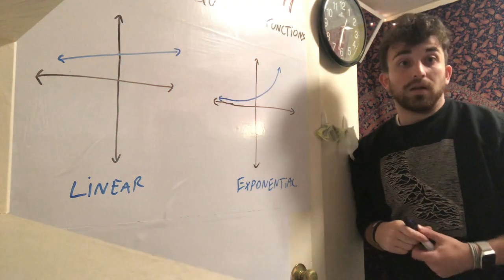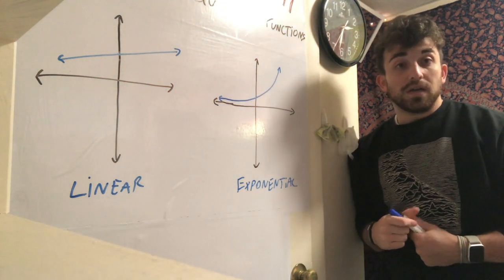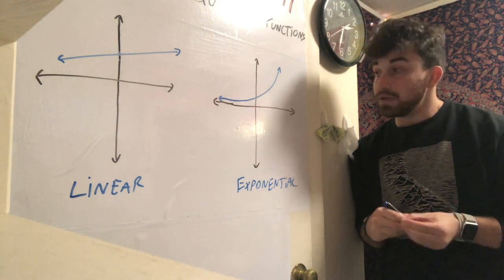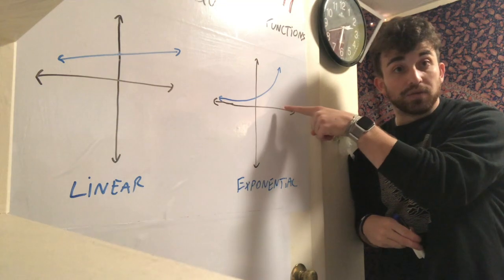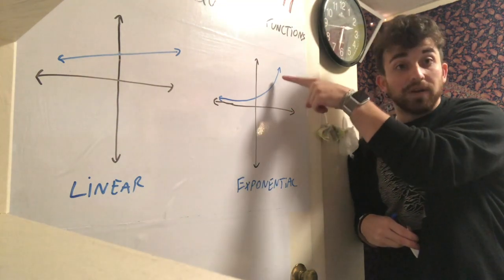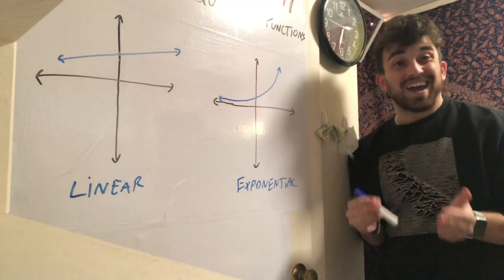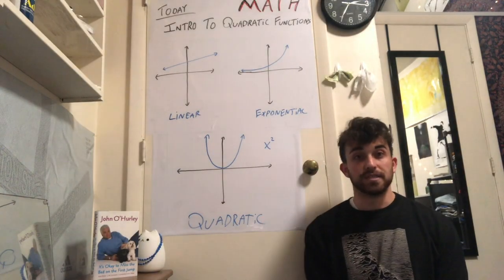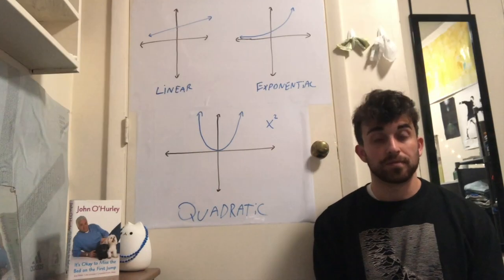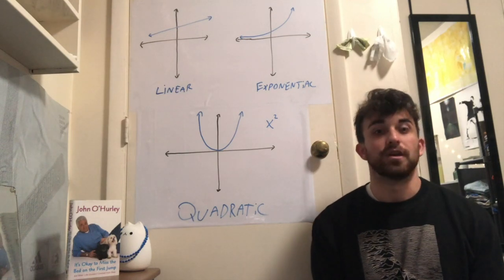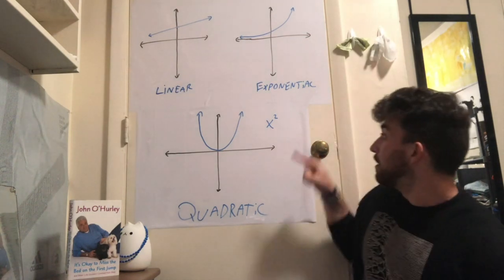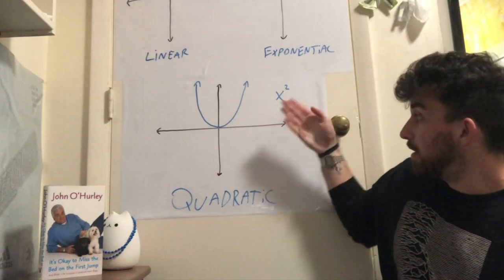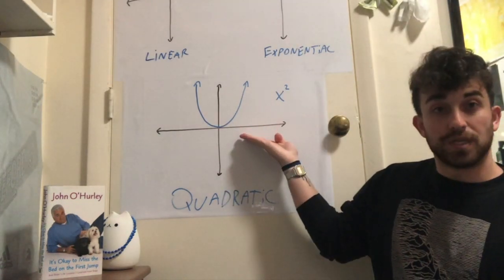If you'll recall, an exponential function is one that has a changing rate of change. As the x values increase here, the y values increase exponentially. And here you'll see an example of a quadratic function. A quadratic function comes from an equation that has an x squared in it, and when you graph it, it looks like what you see here.